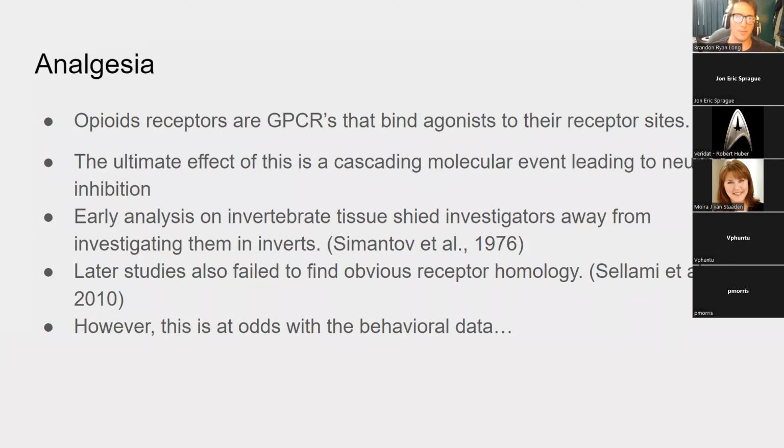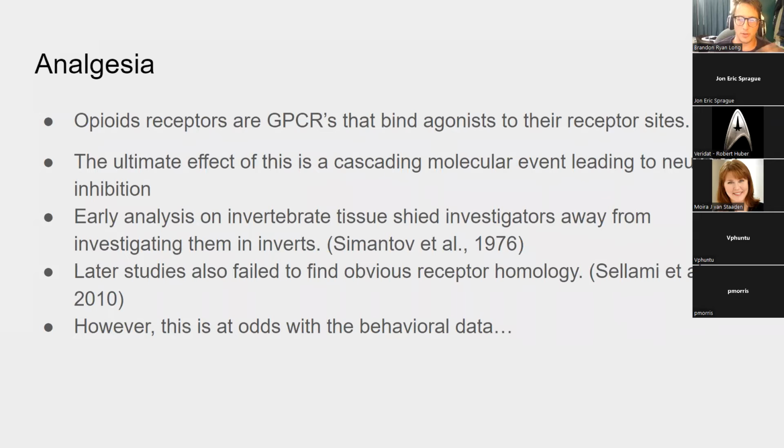So opioids, their opioid receptors are GPCRs. So they bind agonists to the receptor sites, and the ultimate effect is a cascading molecular event. These aren't ionotropic receptors. They don't open out to the cell, although they can have that effect downstream. So they're going to get bound, and then they're going to have a cascading event, which ultimately is going to lead to downstream inhibition of neurons. So this is essentially what we're talking about with opioids and their effects.